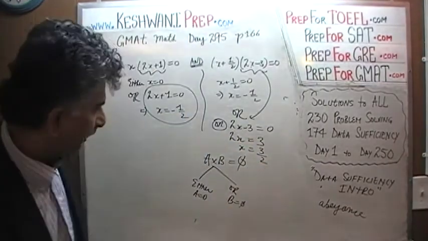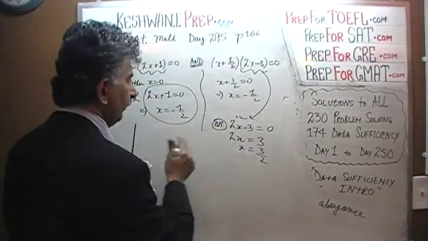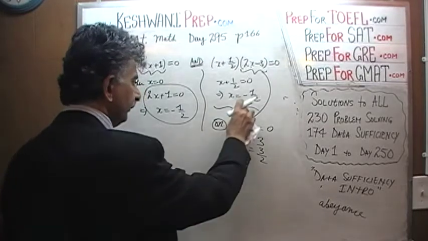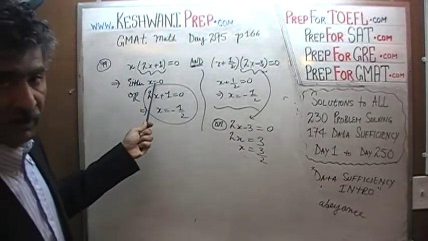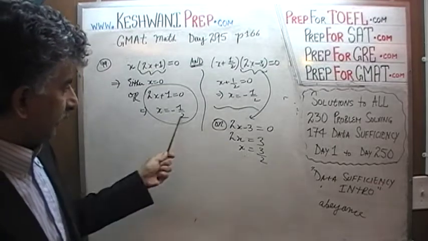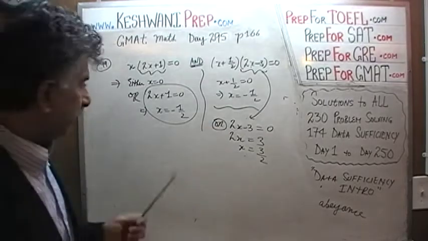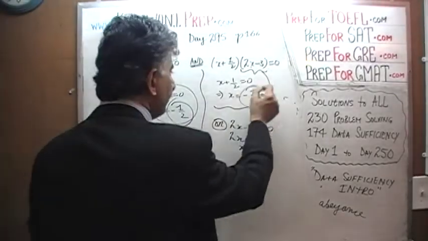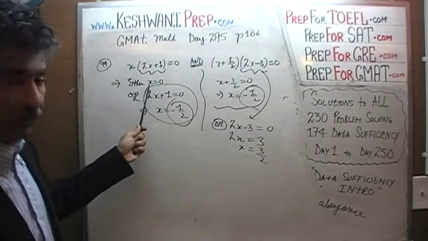I'm going to erase this bottom part, otherwise it's going to be confusing. So it's either this or that. Well, the only value that appears common is negative half. You see negative half here, or 3 halves. The only value that appears common in both of these two scenarios is negative half, and therefore x would have to be negative half.